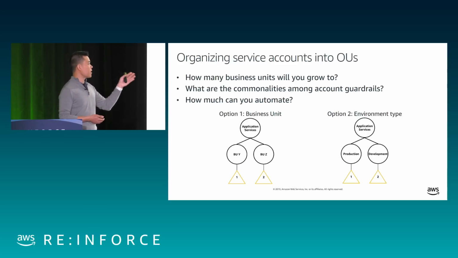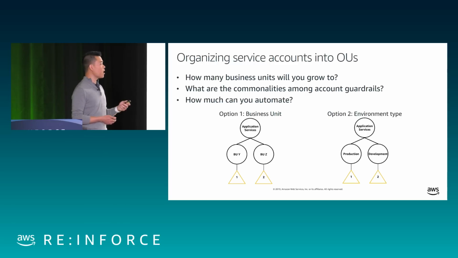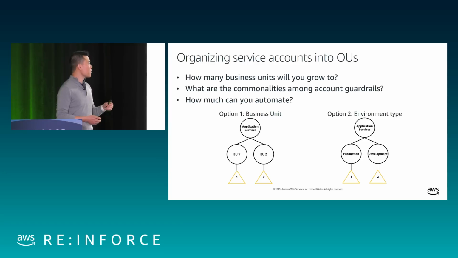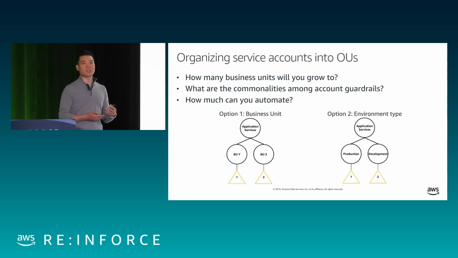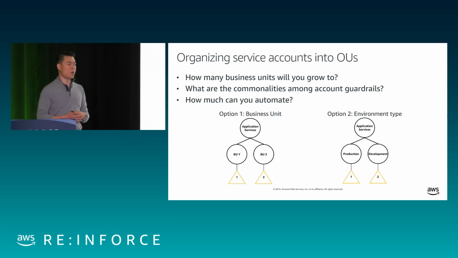On the right-hand side, I've got a second option, which is by environment type, where you can see I've split my accounts into my production accounts and my development accounts. This is a particularly good way of doing it, because there's a high likelihood that I'd want to secure all of my production accounts similarly, and so I can apply security policies to the entire production group. The same thing with my development accounts. I may want to secure them a little differently, and I can apply security policies to all of those accounts together.